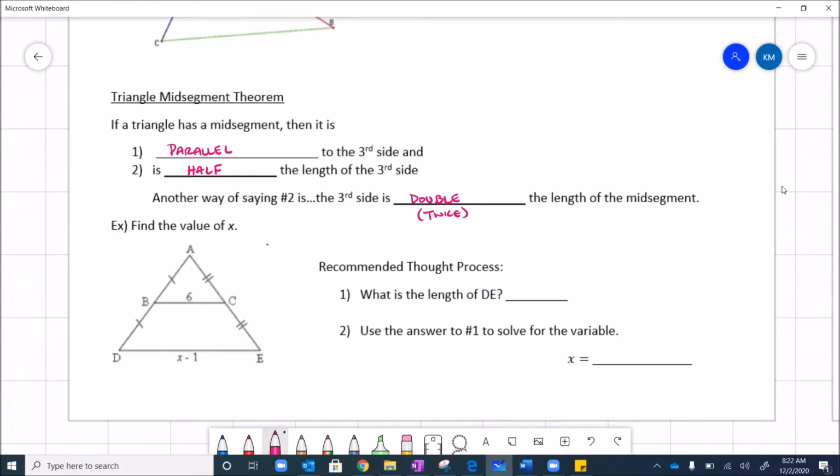Okay, so here's the recommended thought process for a problem like this. We're given the triangle ADE with mid-segment BC, and we have X in our third side. So what we're going to say is, all right, we're trying to find X. Here's what we should think. Okay, if BC is 6, what's the length of DE? Well, DE must be twice the length of BC. So we know that this is 12. 2 times 6, that's how we got to that point, right? DE has to be twice the mid-segment. So since we know that, now we can solve this and say, okay, we know that X minus 1 is 12. Add 1 to both sides. X then must be 13.